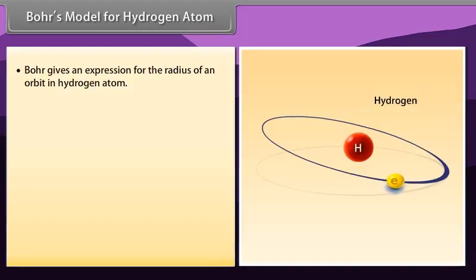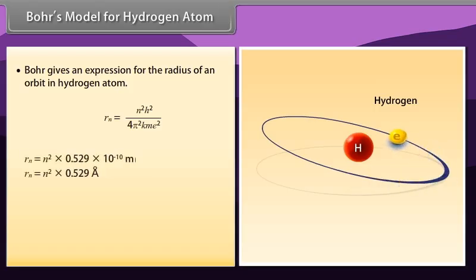Bohr gives an expression for the radius of an orbit in hydrogen atom. Rn is equal to n²h² divided by 4π²kme². Rn is equal to n² × 0.529 × 10⁻¹⁰ meter. Rn is equal to n² × 0.529 angstrom.